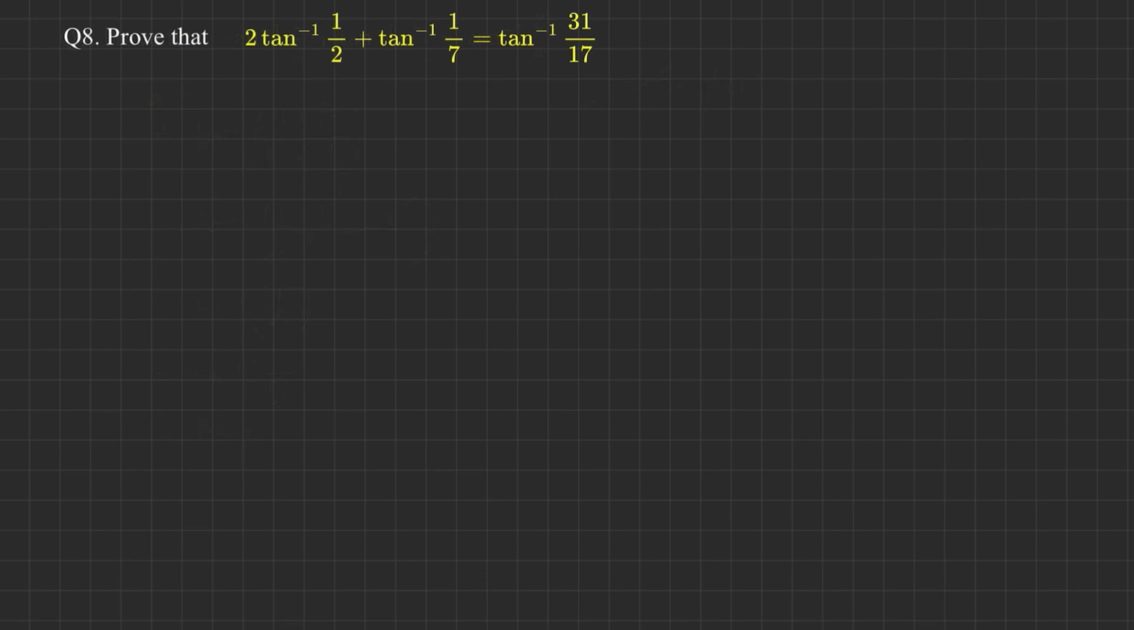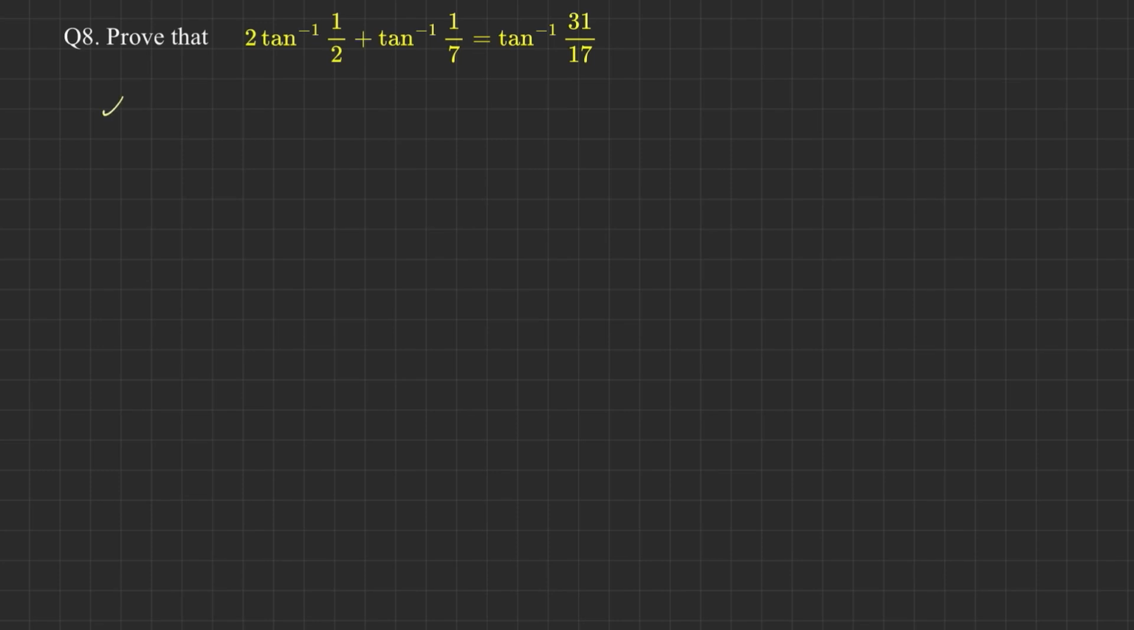Question number 8, we have to prove that 2 tan inverse of 1 over 2 plus tan inverse of 1 over 7 equals tan inverse of 31 over 17. If you can solve this, just pause the video and try to solve it by yourself.